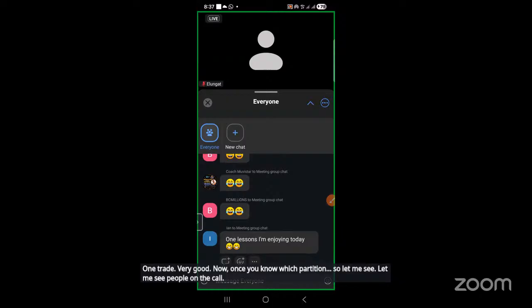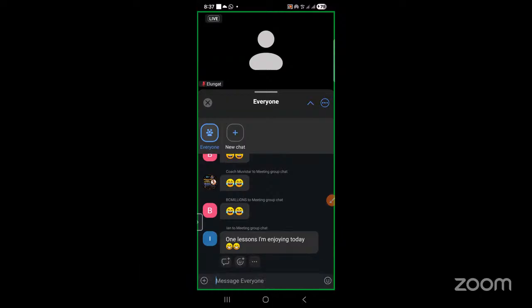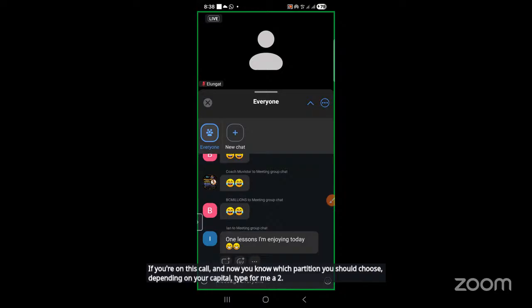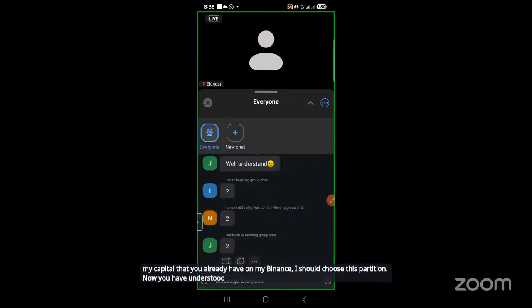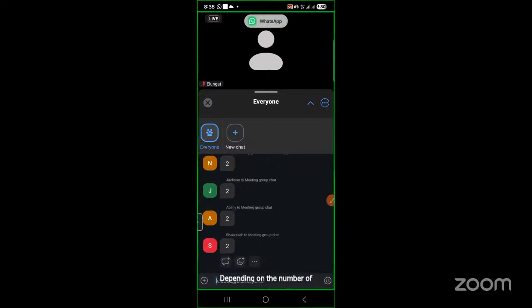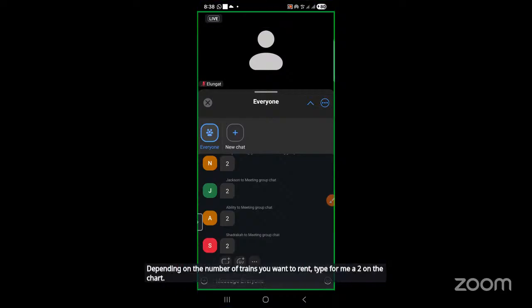Now, once you know which partition, let me see people on the call. If you're on this call and now you know which partition you should choose depending on your capital, type for me a 2. If you are sure that with the capital I already have on my Binance, I should choose this partition, and you have understood which partition matches correctly with your capital, depending on the number of trades you want to run, type a 2 in the chat. I want to see people typing.